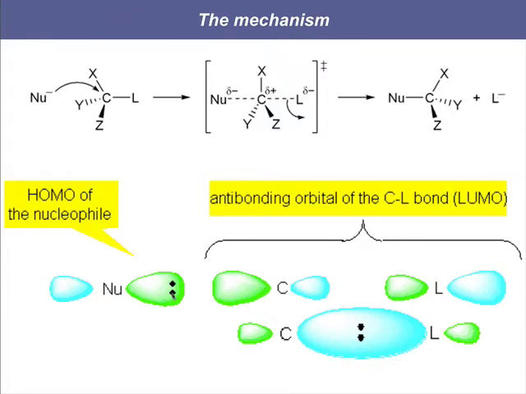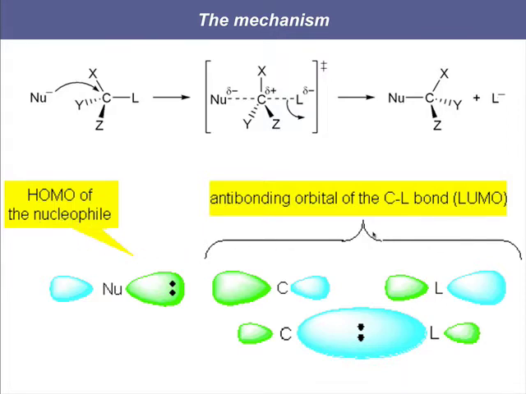So here comes the nucleophile with its lone pair of electrons, and it's going to donate its electrons into the antibonding orbital. It's been drawn here so that these colors are the same to show that they are in the same phase. Specifically, it's the HOMO of the nucleophile, the highest occupied molecular orbital of the nucleophile, that the electrons are donated from.